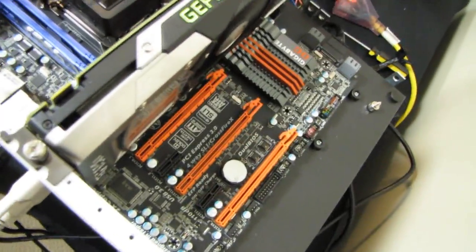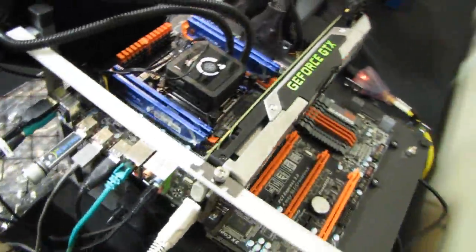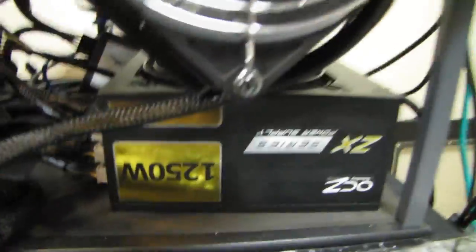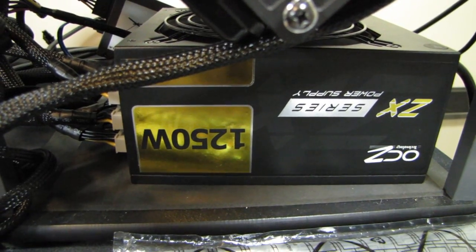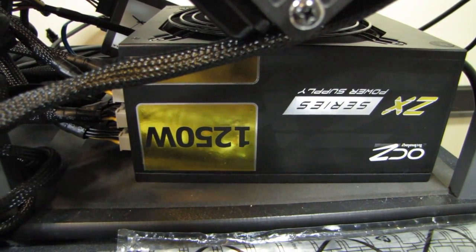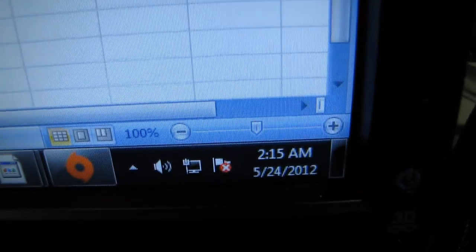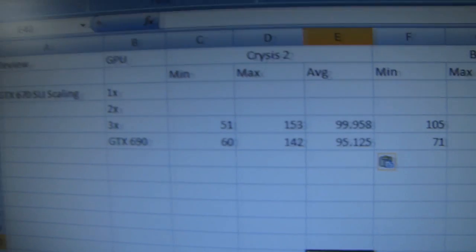So this is up to a four-way SLI Crossfire X capable motherboard, and it's all powered by an OCZ ZX series 1250 watt power supply. Easily capable of powering those three GPUs. Actually, you know what? It's 2 in the morning and I'm actually really tired, so I'm not going to make graphs, you guys. You'll just have to bear with me.